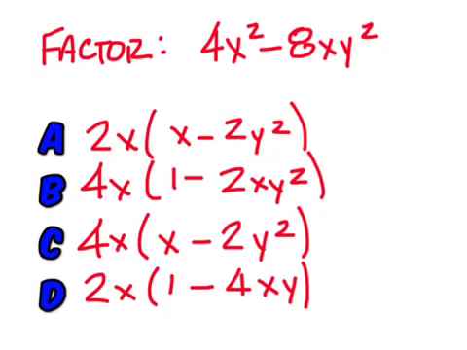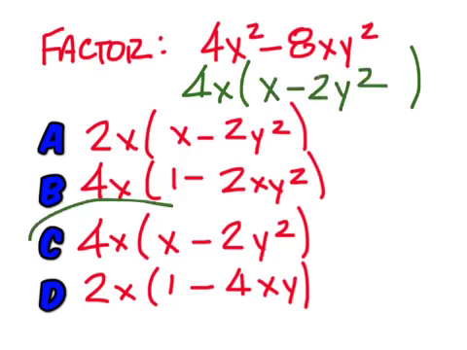Factor this out. I need the block letter only. You can take out a 4x from each of those items and be left with an x minus 2y squared. So that would be choice C.